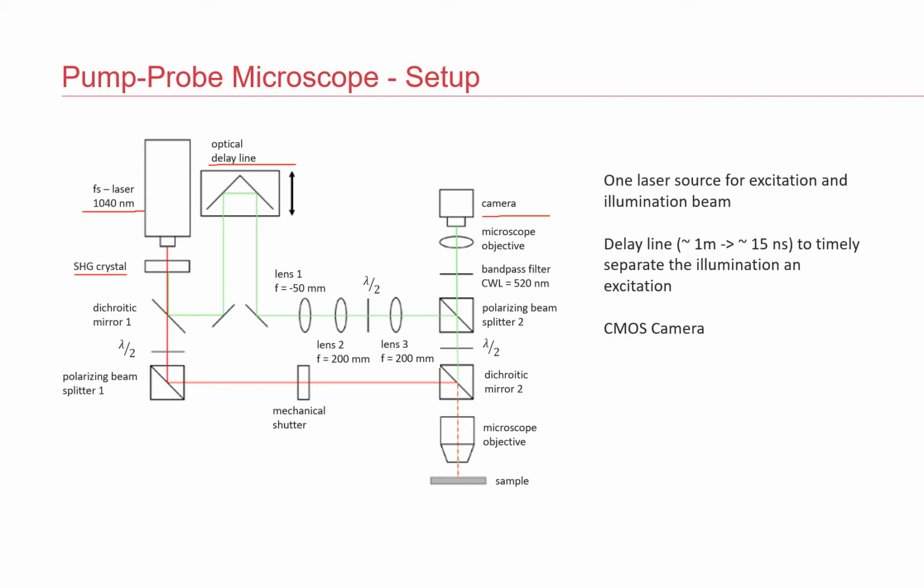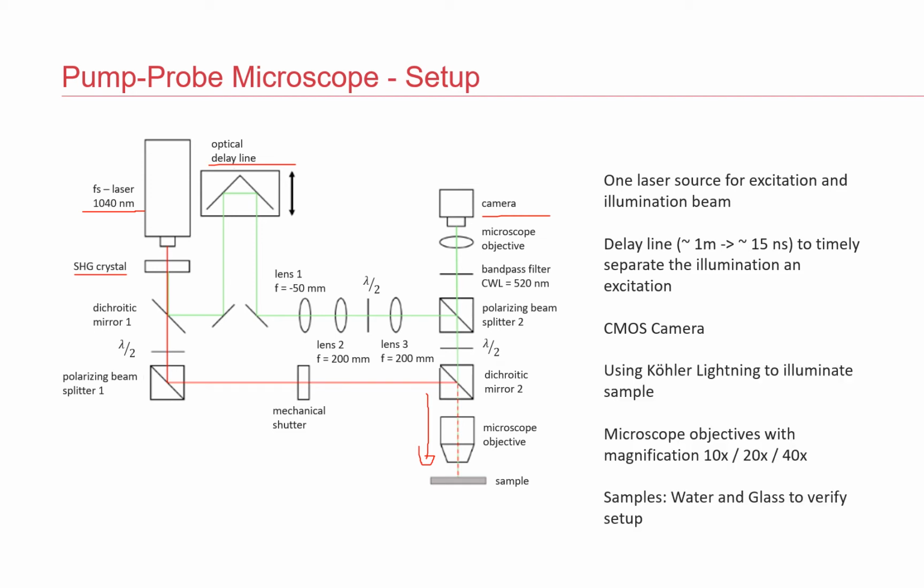The setup is special because we excite and illuminate the sample along one axis, and we are using microscope objectives with different magnifications to focus on the sample and take the collimated light to illuminate a big fraction of the sample. As first samples, we used water and glass because they are samples that take the steps towards hard and soft tissue.